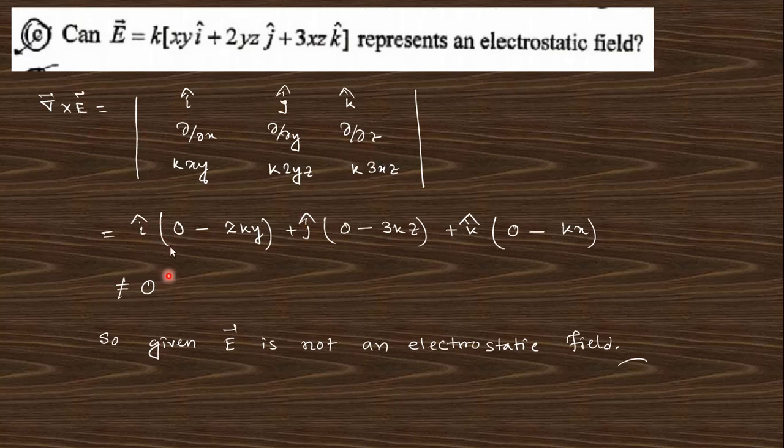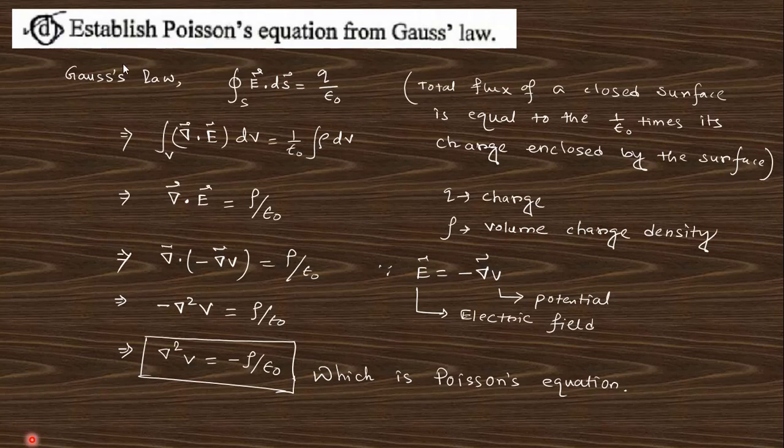Since this is not equal to 0, this E is not an electrostatic field. Clear? Next question: establish Poisson's equation from Gauss's theorem.